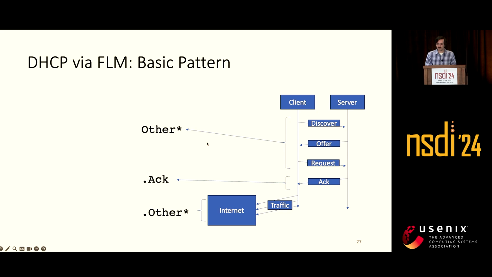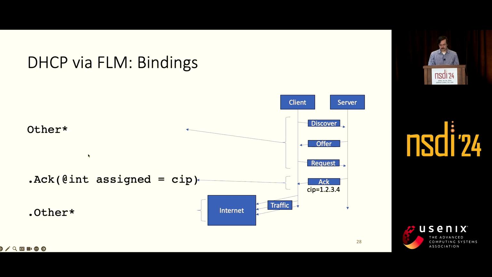So to specify misuse, we have to record the client IP in the acknowledge message. To do that, in FLM, we use what's called a binding. Use the special character @ and then bind the variable assigned to the client IP parameter in the ACK message. So now this client IP can be used later in the pattern to check that the user of DHCP is doing the right thing.